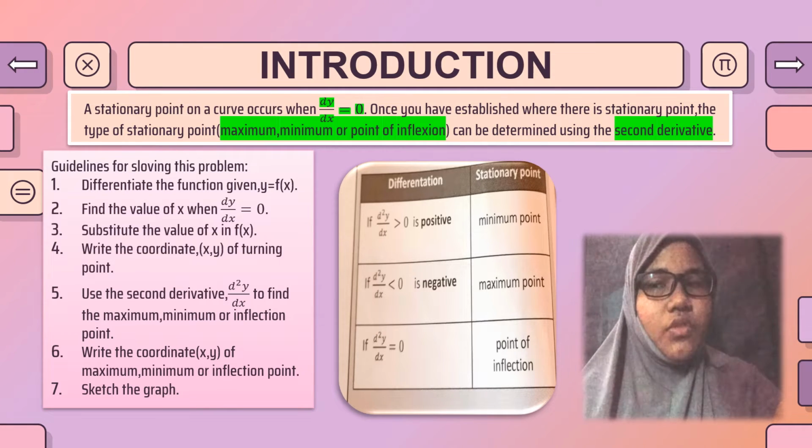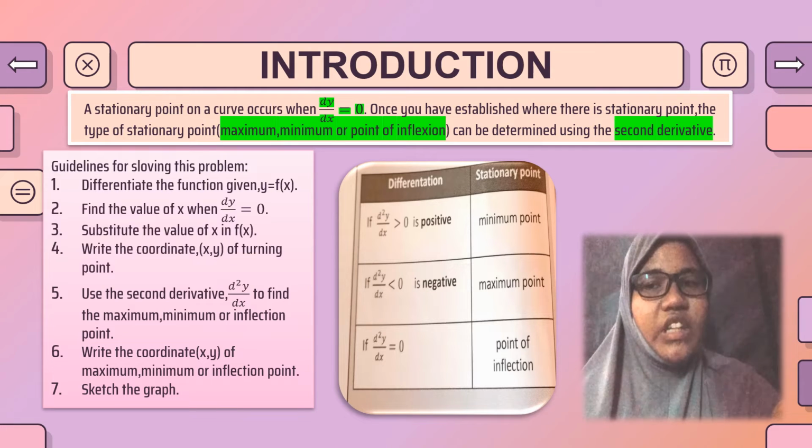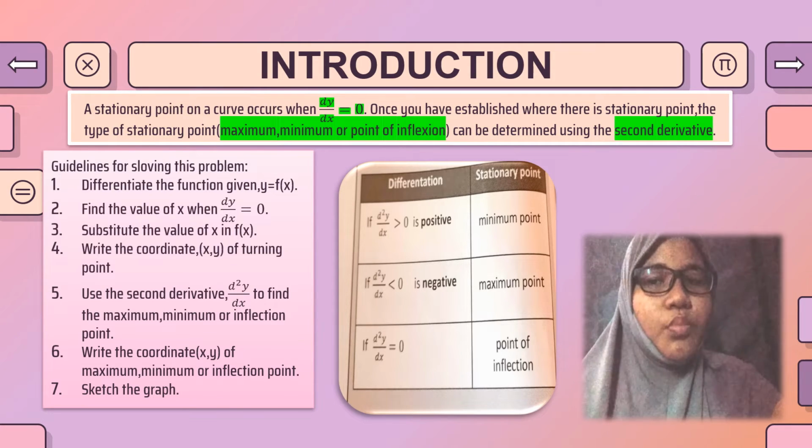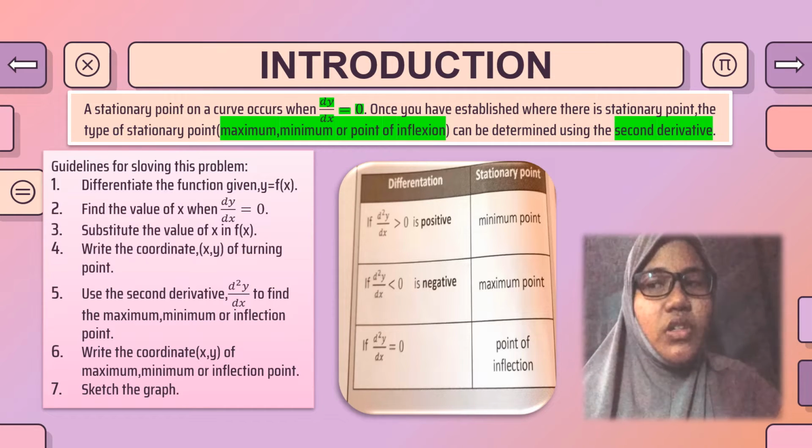Step 5, use the second derivative, d squared y over dx squared, to find the maximum, minimum, or inflection point. Step 6 is to write the coordinate x, y of the maximum, minimum, or inflection point. And step 7, the last step, is to sketch the graph.